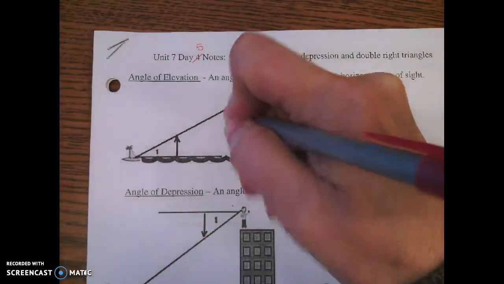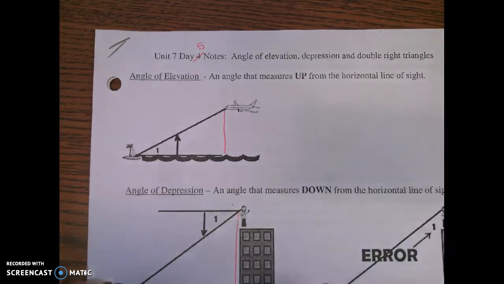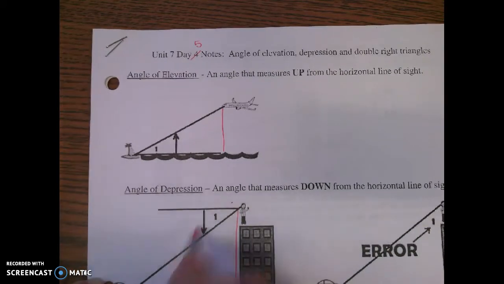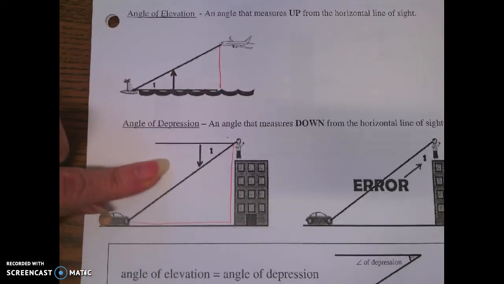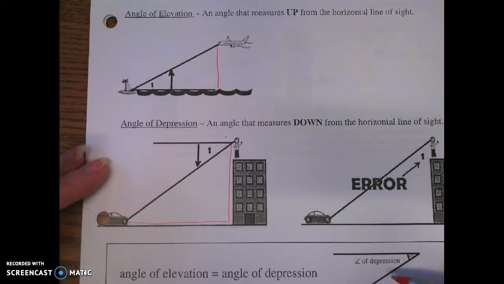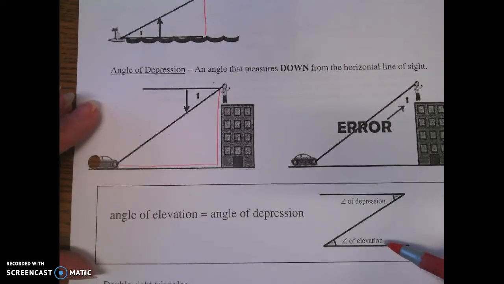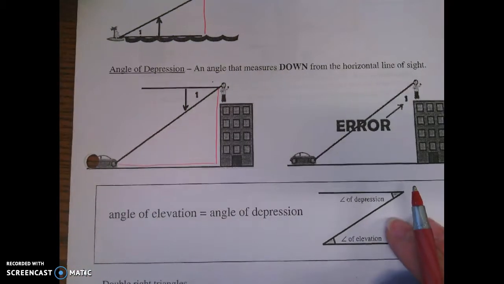And then here is our right triangle. But then in this case, angle of depression, here's our right triangle. That angle of depression is outside the triangle. But because these horizontal lines of sight are both parallel, your angle of depression ends up equaling your angle of elevation. So we talked about that in Day 4 notes.